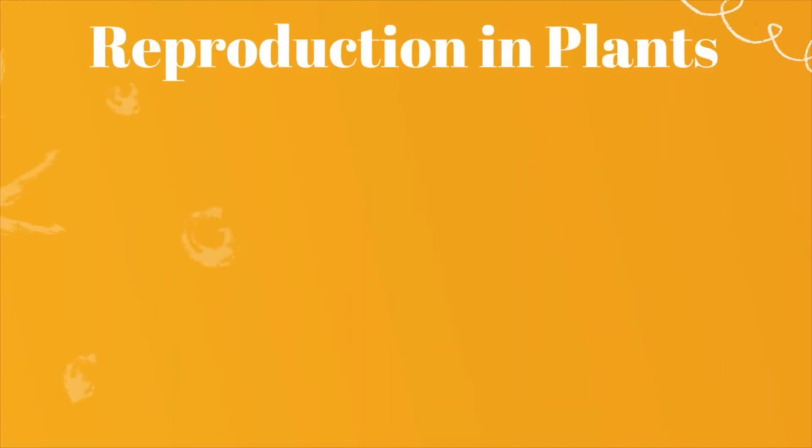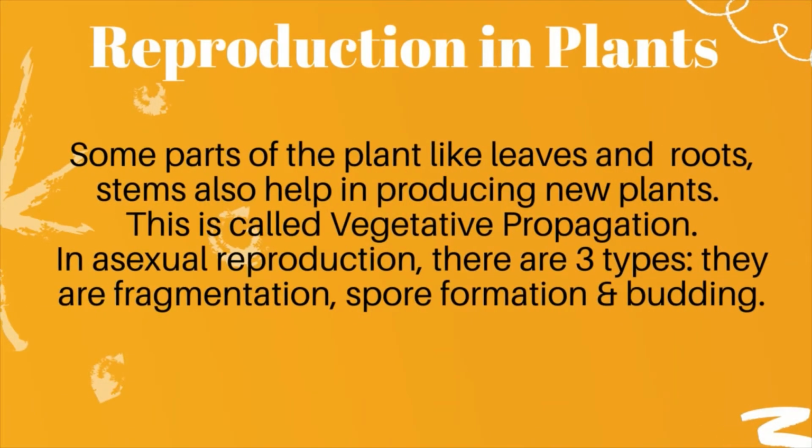So, as we know, plants that reproduce from a single parent plant reproduce through asexual reproduction. Some parts of the plant like leaves, roots, and stems also help in producing new plants. This is called vegetative propagation. We will be learning this concept in the next video. In asexual reproduction, there are three types: fragmentation, spore formation and budding. We will be discussing them in this video.